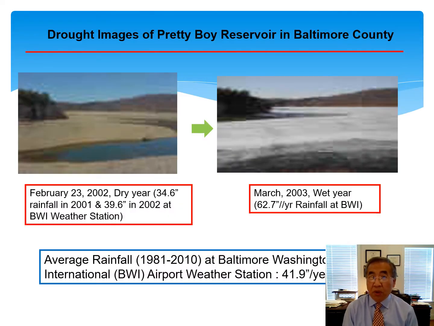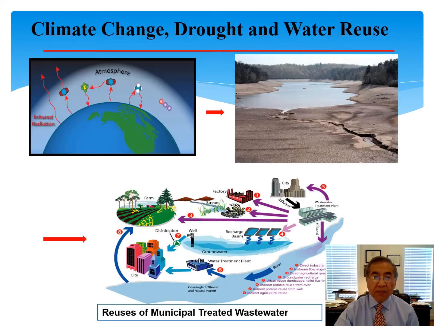Now back to Baltimore County. This is nearby me, a reservoir called Prettyboy Reservoir. Back in 2001 and 2002, we had a dry year, and you see the reservoir doesn't have much water. On the right side, 1 year later, in 2003, we had 62.7 inches of rainfall in 1 year. That's much greater than 34 inches in 2002. So we got plenty of water, and the reservoir is filled with water and snow in the wintertime.